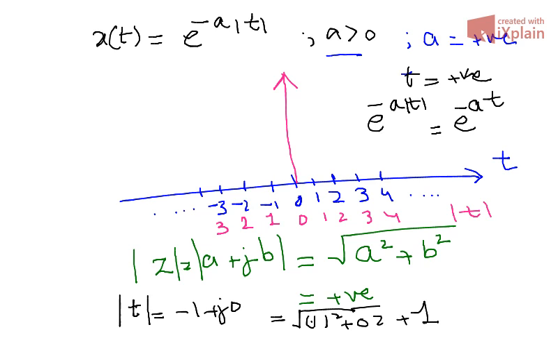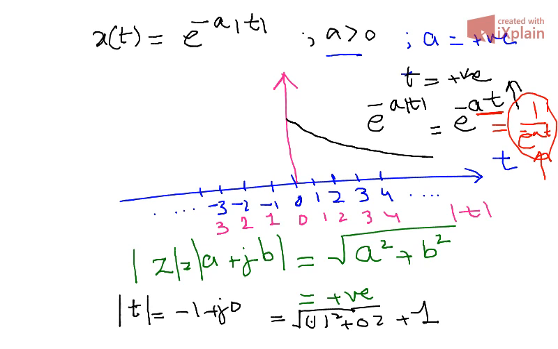And this would be a decaying exponential, right? It would be a decaying exponential because for increasing values of t, the power increases, and if this power increases, you can write it as 1 over e raised to the power minus a times t. It means the denominator increases, so the overall value decreases, so the function value decreases.